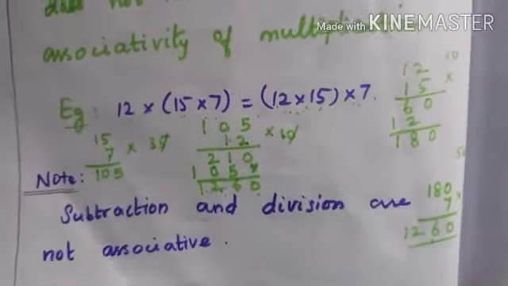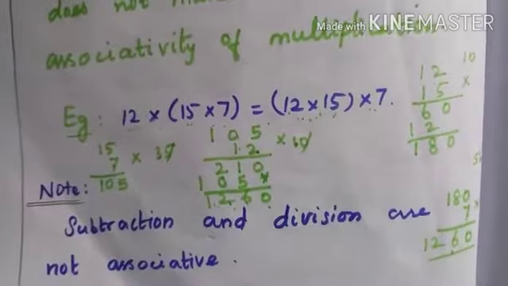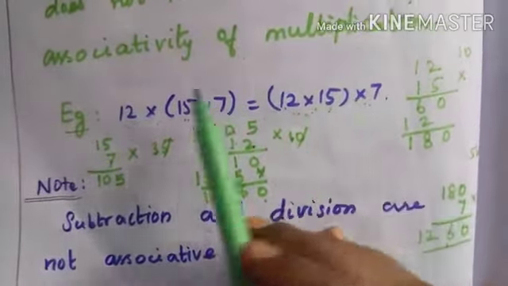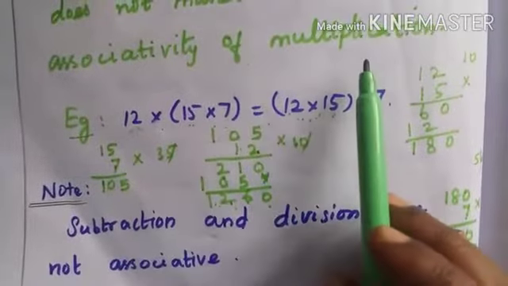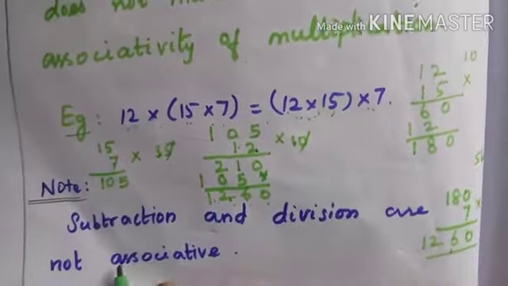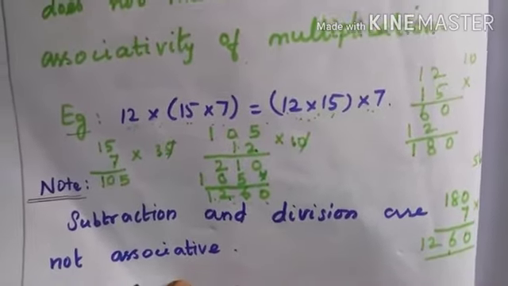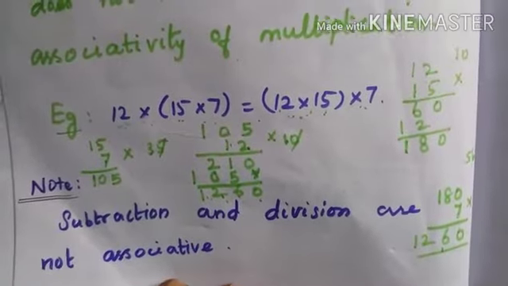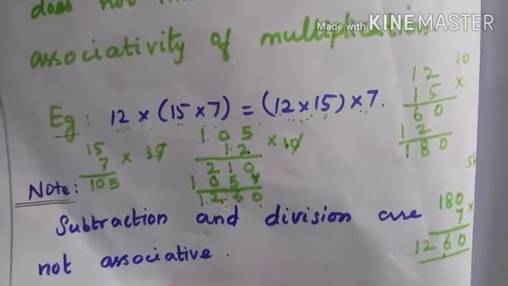Therefore, when numbers are multiplied, the order in which the numbers are multiplied does not matter. This is called the associativity of multiplication. Note, subtraction and division are not associative. Subtraction and division are also not commutative.